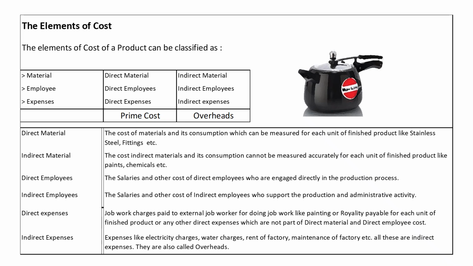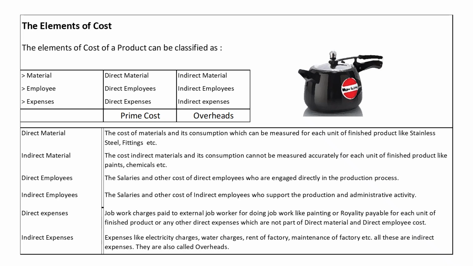Indirect employee cost. This includes salaries and other costs of employees who are not directly involved in production but support the production and administrative activities. These costs are generally fixed in nature and do not vary significantly with the volume of production.